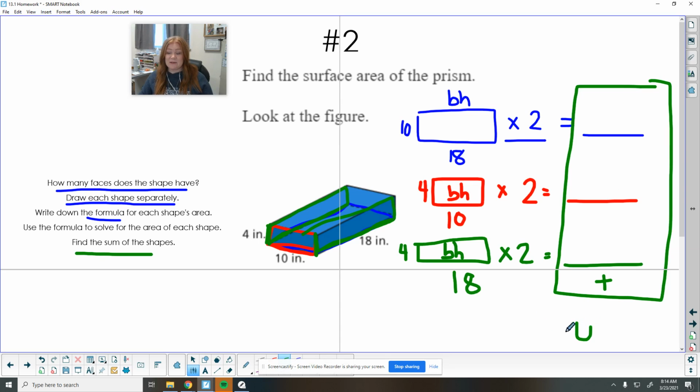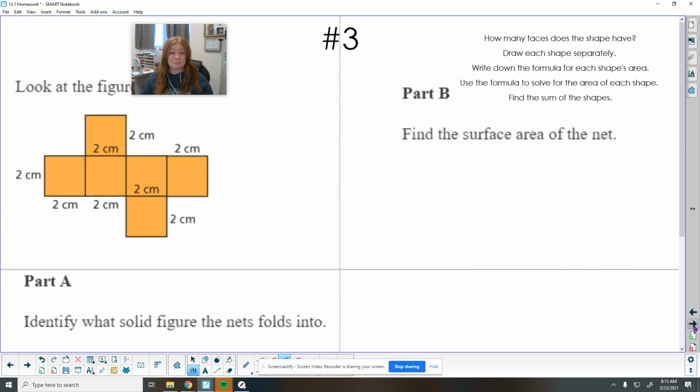And remember, this is inches. So I guess I can write inches instead of units. So it is still inches squared, because we unfolded it and it's still flat. We only had 2 dimensions, base and height, so still just squared. Okay, so go ahead and complete number 2 and come back when you are ready for number 3.